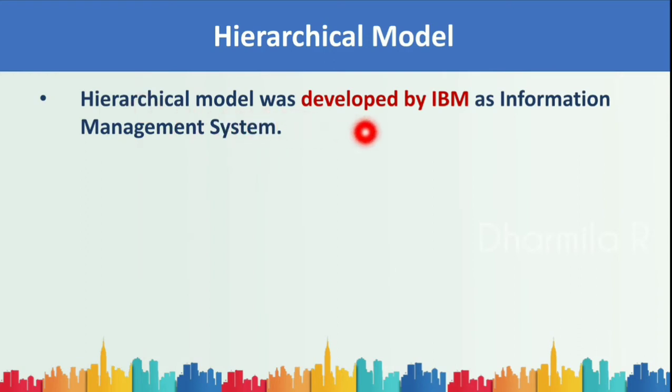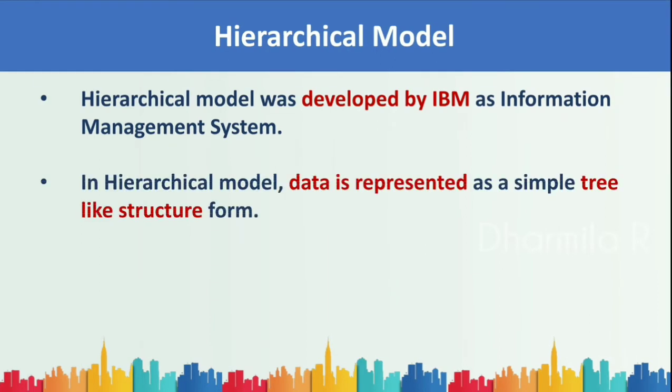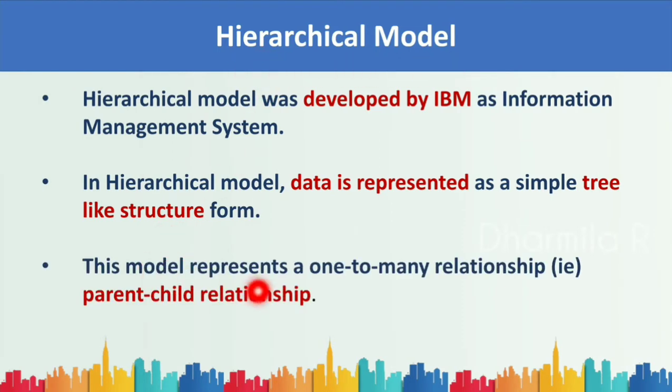Hierarchical model was developed by IBM as information management system. In hierarchical model, data is represented as a simple tree-like structure form. So tree-like structure, this form is actually called as hierarchical model. And this model represents a one-to-many relationship, that is parent-child relationship.